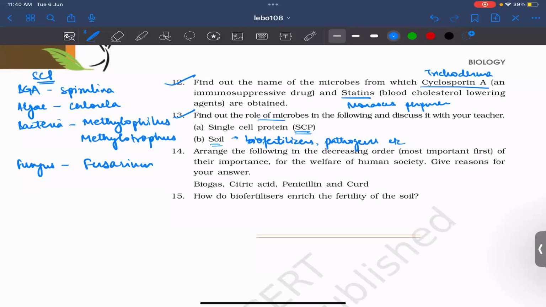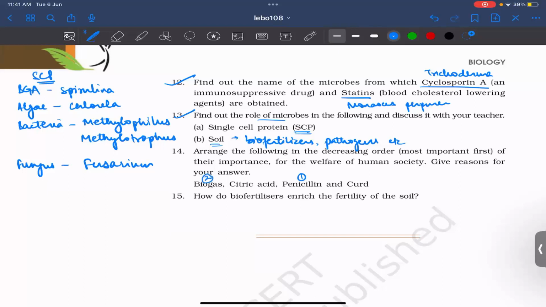Now we have to arrange the following in their importance order. So according to that, what will be the order? See, biogas is used as a fuel. Citric acid is used as a preservative. Penicillin is an antibiotic, and curd is a food. So first should be penicillin, since it is an antibiotic, which saves human lives. Then next is biogas. It is used as a fuel.